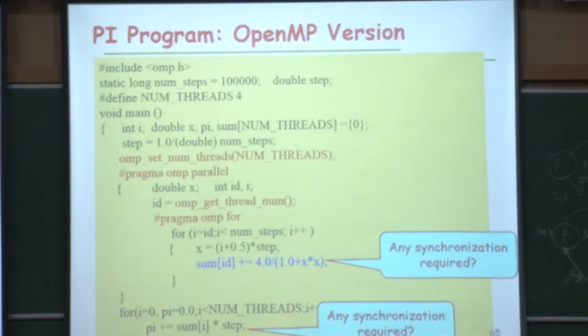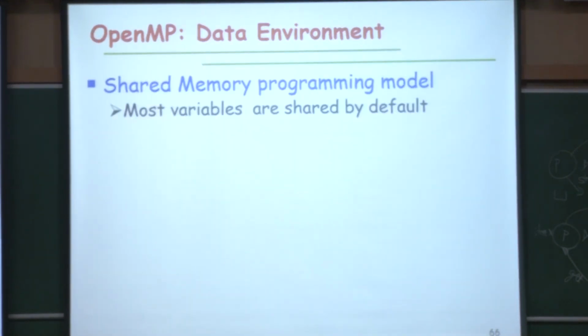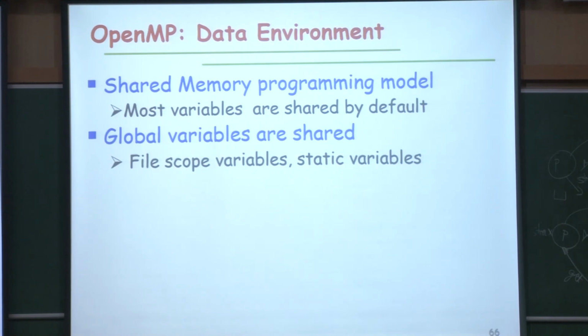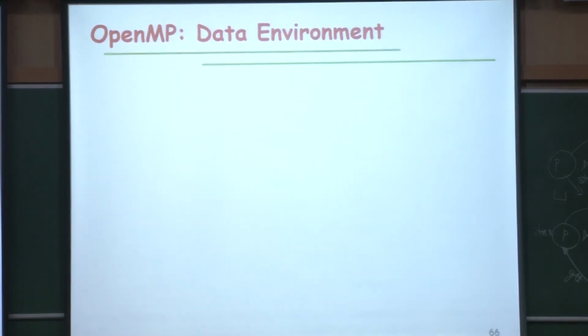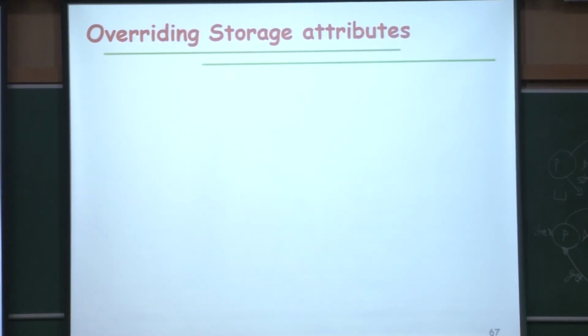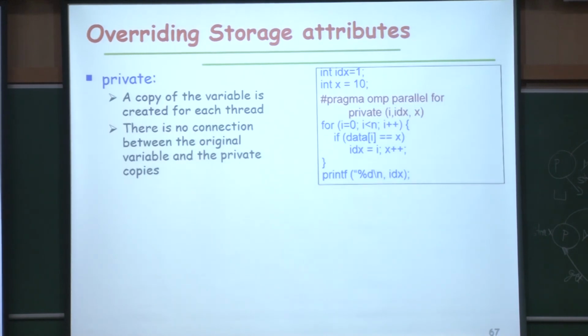As I mentioned earlier, most variables are shared by default. All the global variables are shared, and then you can also declare private variables by using the private clause. Those are the private variables. This is how you declare it. When you say private, that variable is local to that thread.